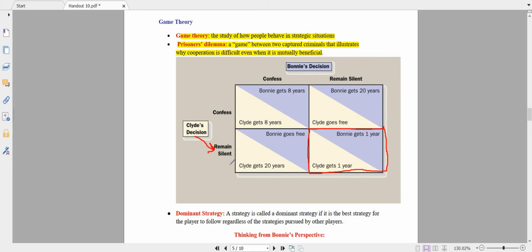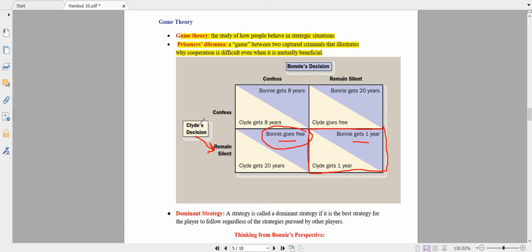So you can see that we are now in these 2 boxes below. Bonnie has 2 options. She can remain silent and get 1 year, or she can be selfish and confess and get an immunity and go free. Bonnie doesn't know what Clyde is going to do. If she thinks Clyde is going to remain silent, Bonnie is going to compare her payoffs, and the best strategy for Bonnie is to confess and go free.